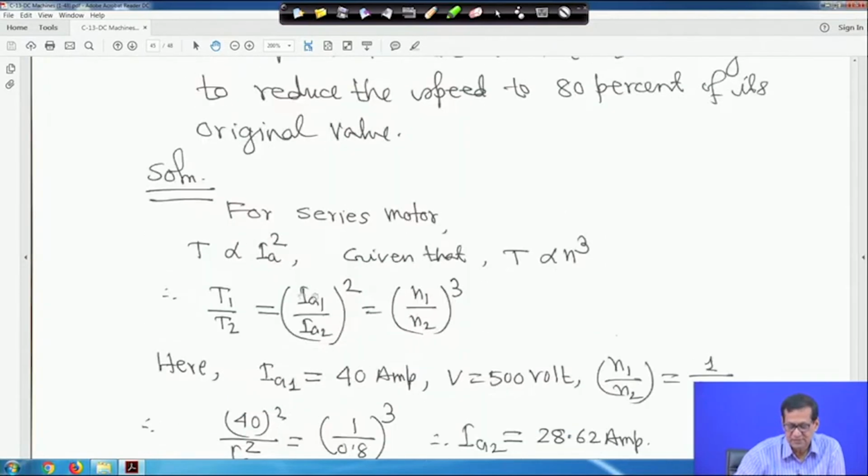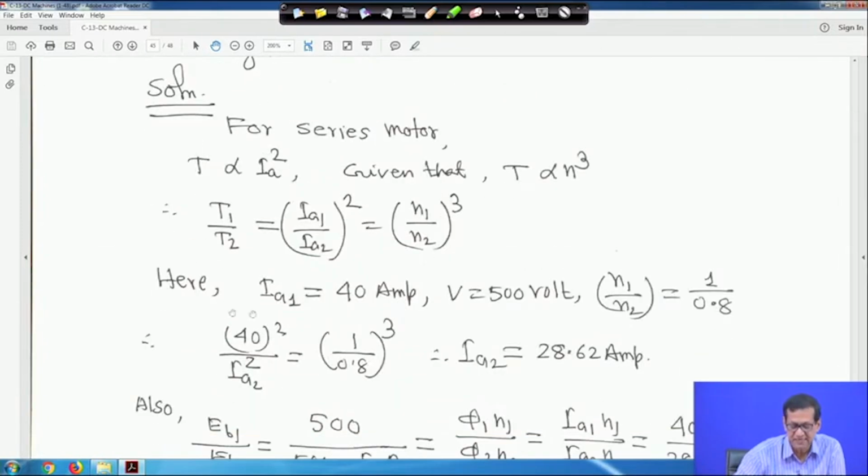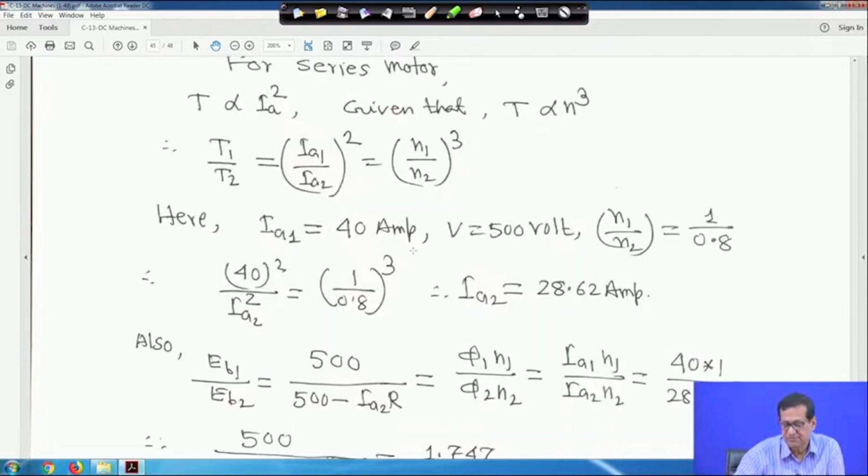For a series motor, torque is proportional to armature current square, and it is given T is proportional to n cube. That means we can write T1 by T2 is equal to I1 upon I2 whole square is equal to N1 upon N2 whole cube, first case, second case. Now IA1 is given as 40 ampere, V is equal to 500 volt. The second case speed is 80% of the first case, because we are reducing the speed. So N1 upon N2 will be 1 upon 0.8.